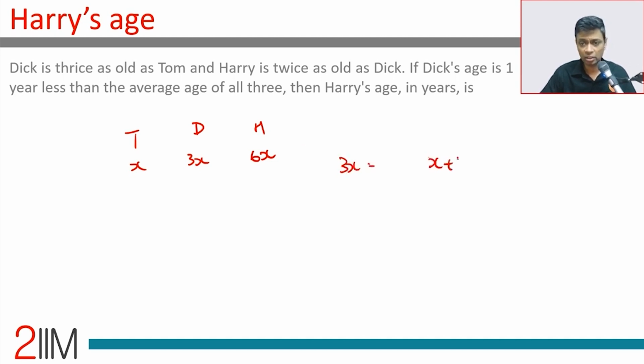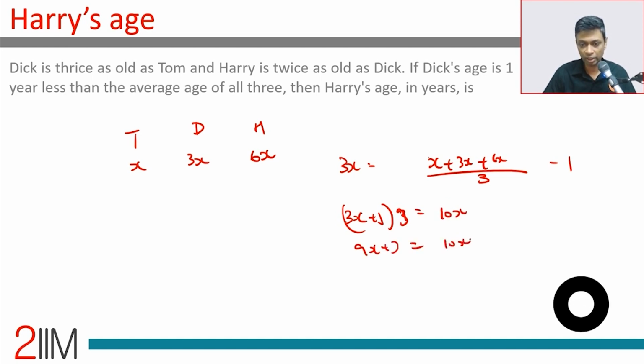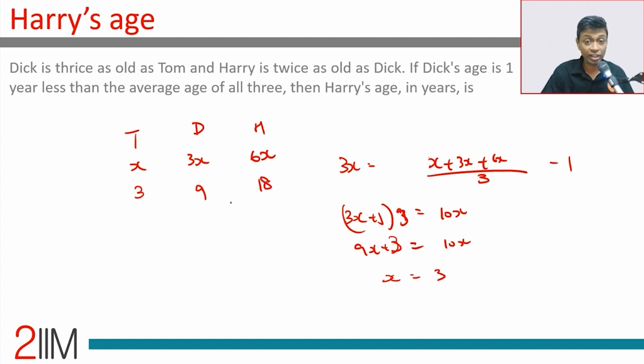3x equals (x plus 3x plus 6x) by 3, minus 1. Or 3x plus 1, into 3, is 10x. 9x plus 3 is 10x. Wonderful. Or x is 3. It's just 3 years, 9 years, 18 years. Average of all three is 10 years. This works. Harry's age in years is 18.